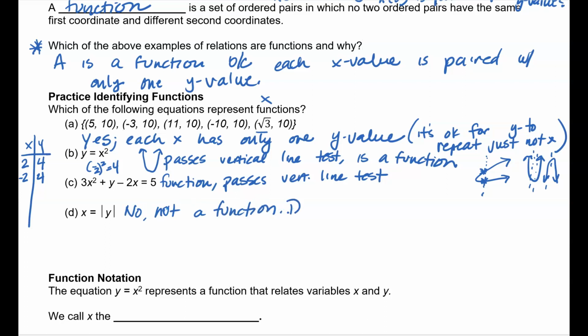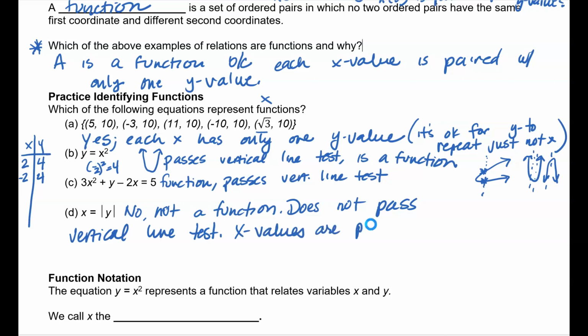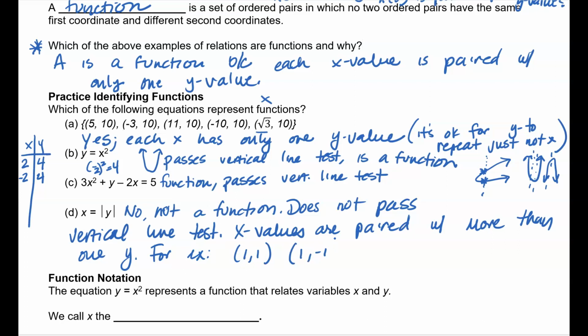And we could say it does not pass the vertical line test. And you could also say x values are paired with more than one y. For example, 1 went with 1 and 1 also went to negative 1, and that is not allowed if it's a function.